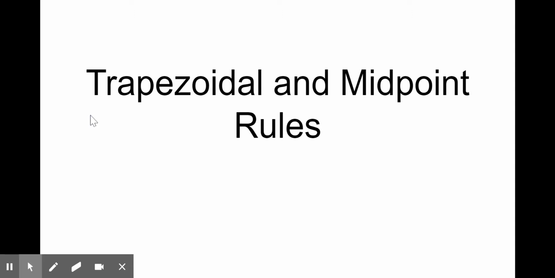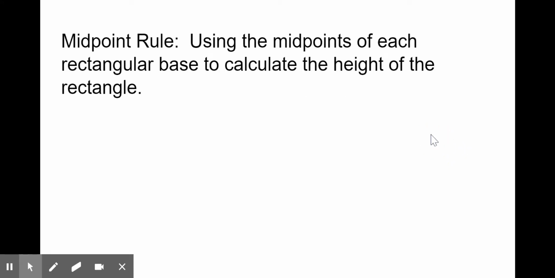Today, we are going to talk about the trapezoidal and midpoint rules, two additional ways that you can approximate the area underneath a curve in addition to the left endpoints and the right endpoints that we've already learned. All right, so let's get started. It shouldn't take too long to do this.